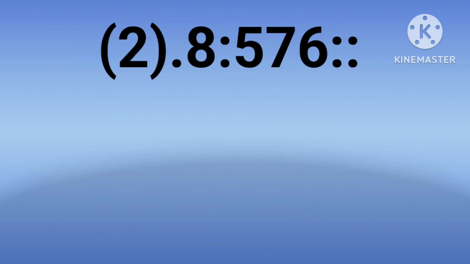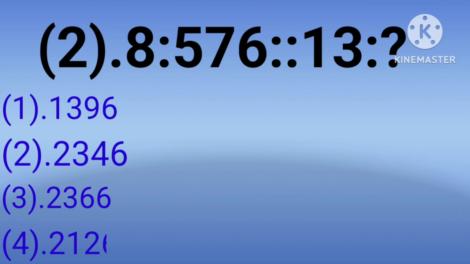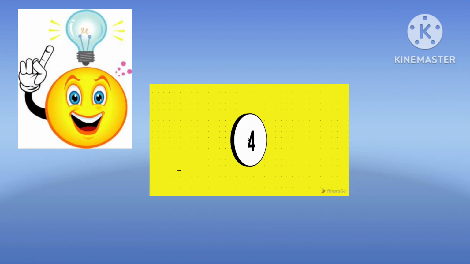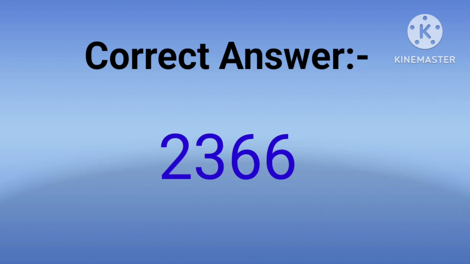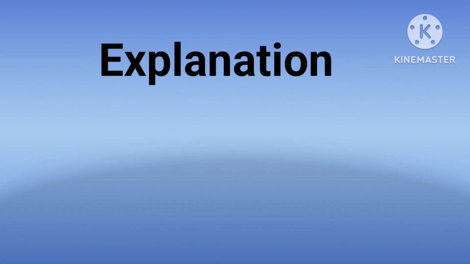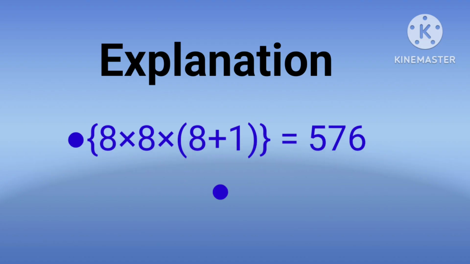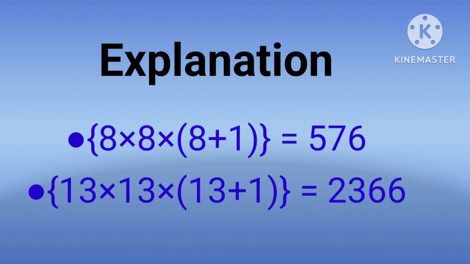My second question is: 8 is similar to 776. So what is similar to 13? First 1396, second 2346, third 2366, fourth 2126. The correct answer is 2366. Explanation: 8 into (8 plus 1) is equal to 576. 13 into (13 plus 1) is equal to 2366.